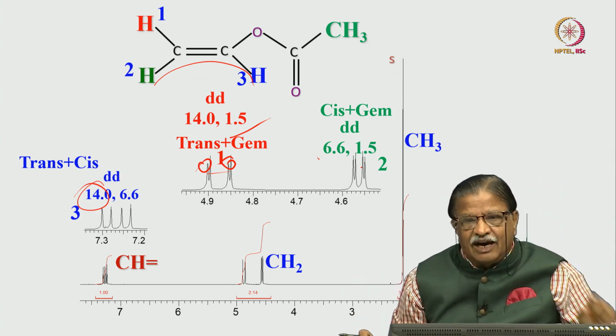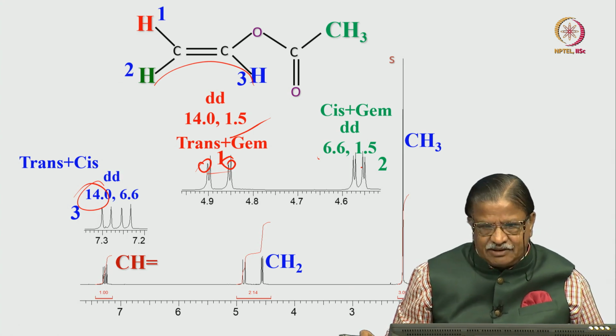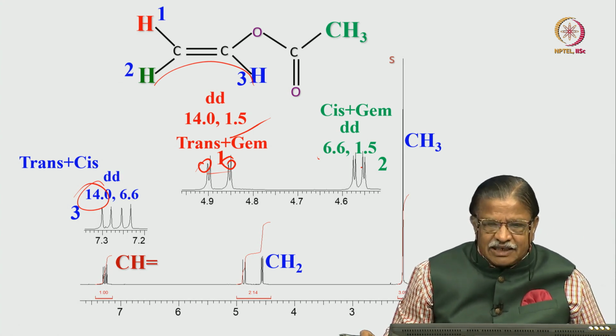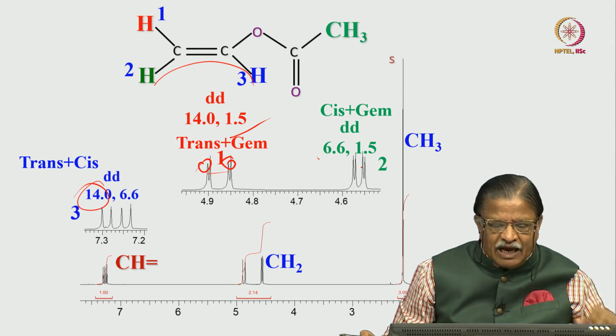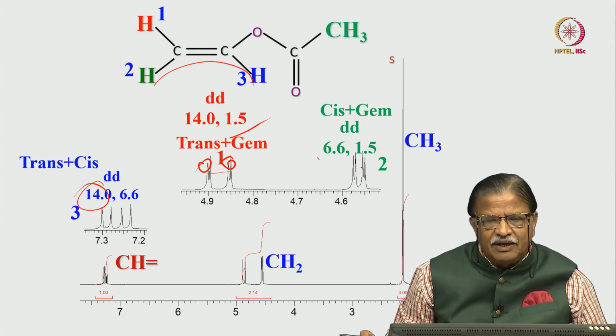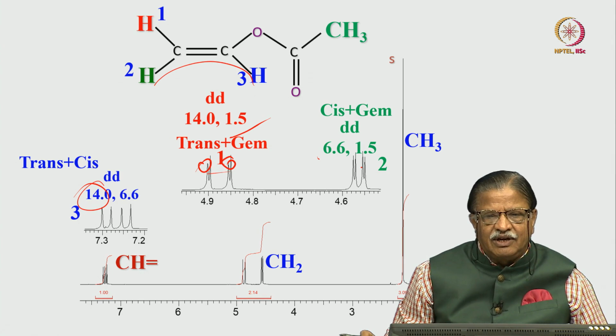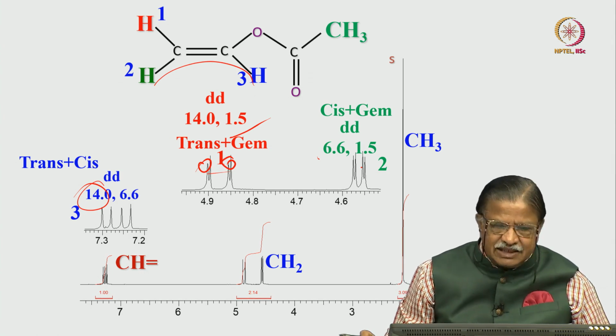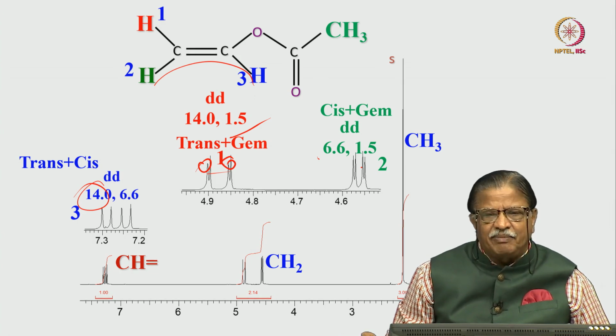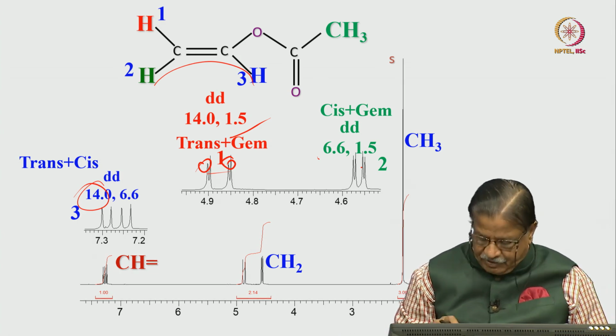Here we use the idea of cis and trans coupling strengths. Remember, in such types of molecules, when you have ethylenic molecules like these, you have to use the knowledge that trans coupling is larger than cis coupling, and cis coupling is larger than geminal coupling. Based on that splitting pattern, you can start interpreting.